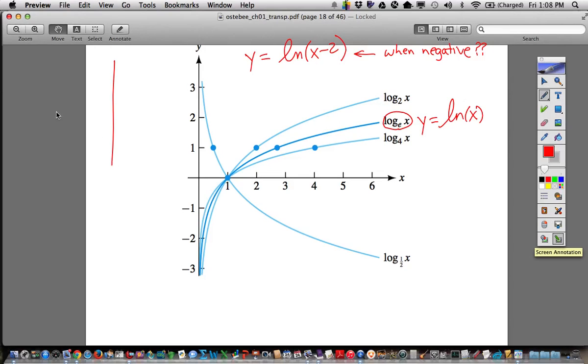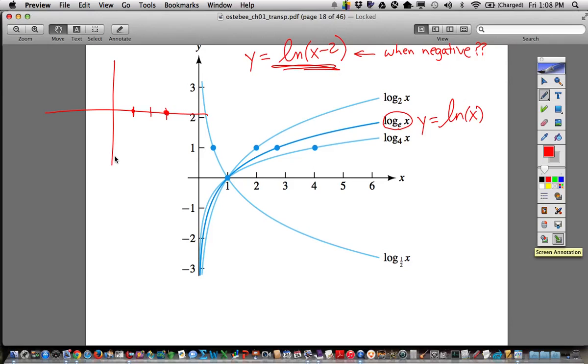So you would say to yourself, self, what's the natural log graph look like? Well, it goes through (1, 0), and it goes here. But what's that minus 2 do? It shifts 2 to the right. So now instead of going through (1, 0), it goes through (3, 0).